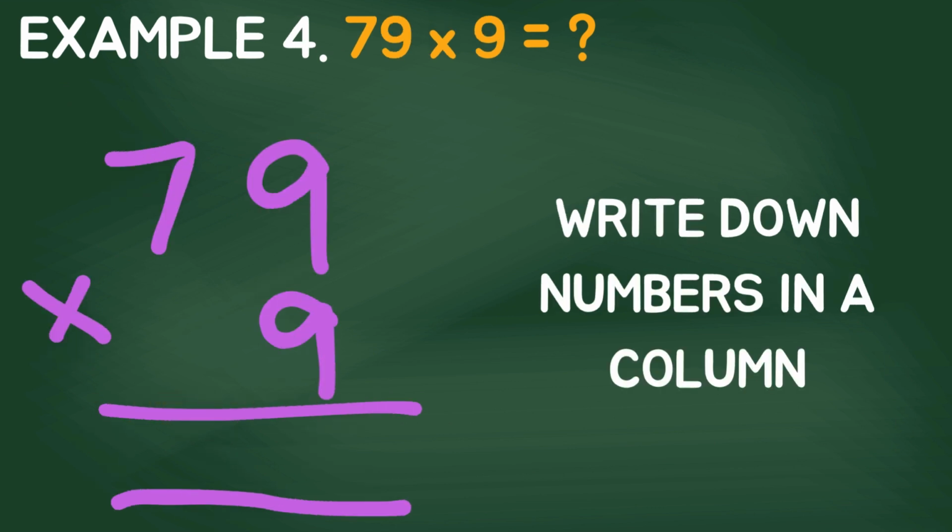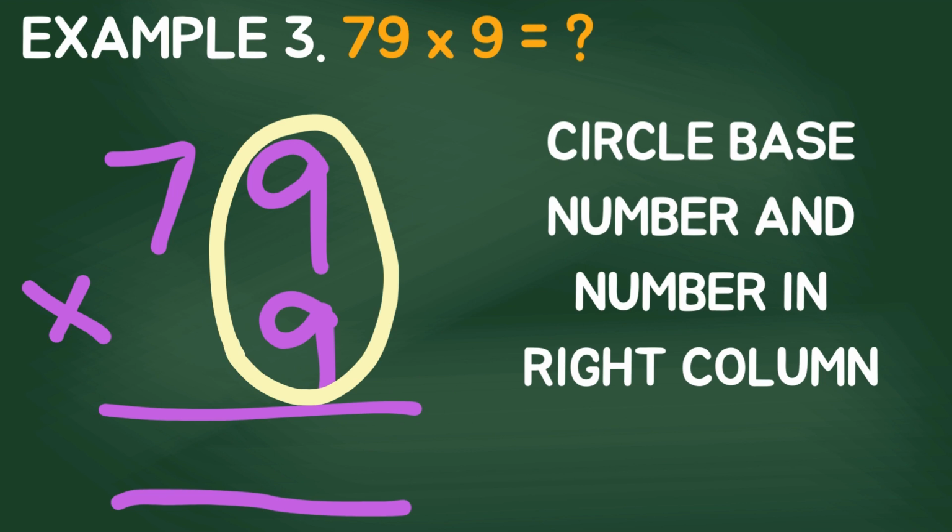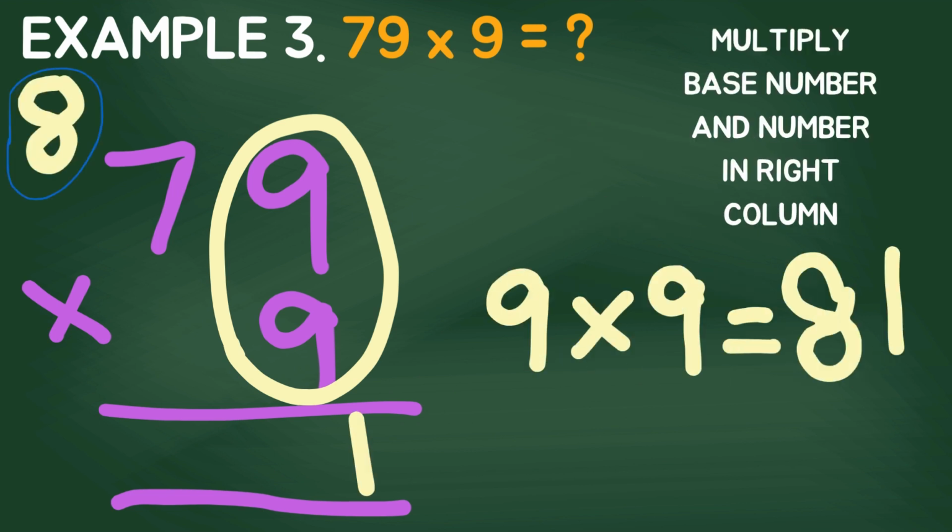Let's look at the last example. 79 multiplied by 9. Circle top number in right column and base number. Multiplying 9 by 9 gives us 81. Write 1 in ones place. Carry over 8 to tens place.